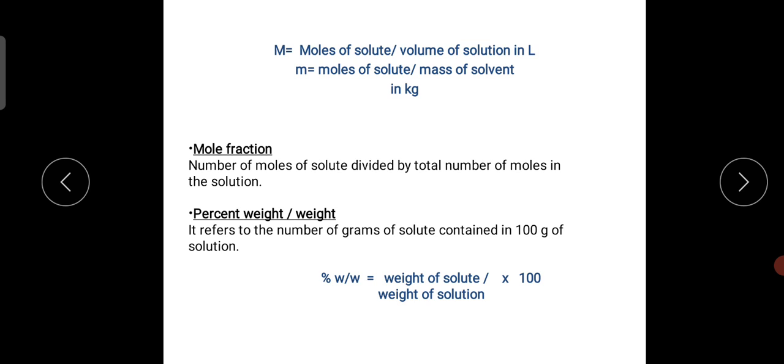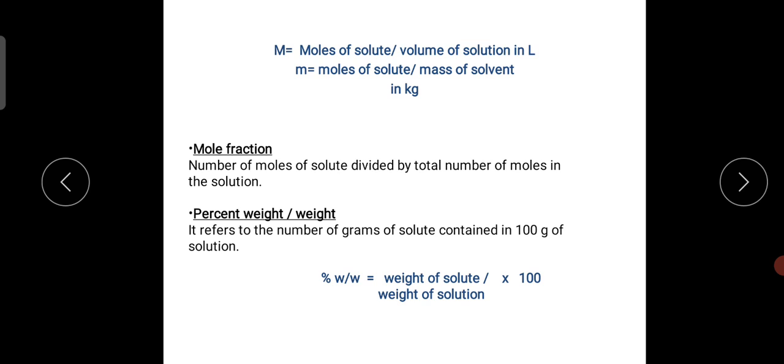Then mole fraction. Mole fraction means number of moles of solute divided by total number of moles in the solution. For example, if there are two different types of moles, A and B, present in the solution, how will we write the formula? That is the number of moles Na divided by Na plus Nb, like that.